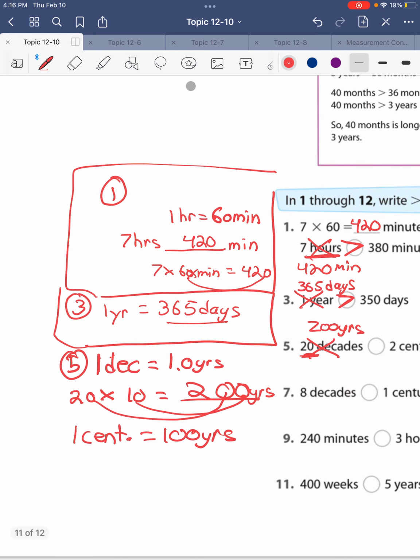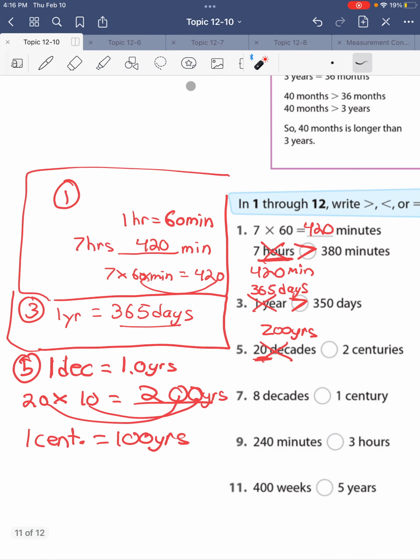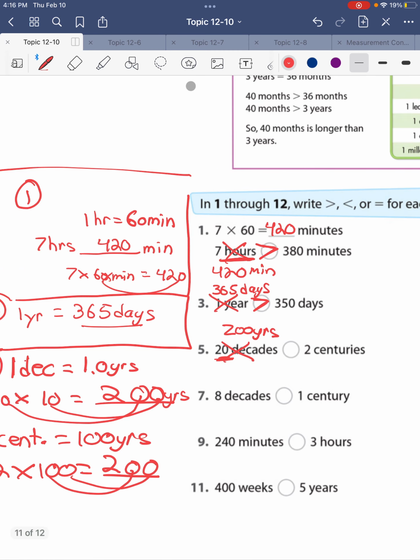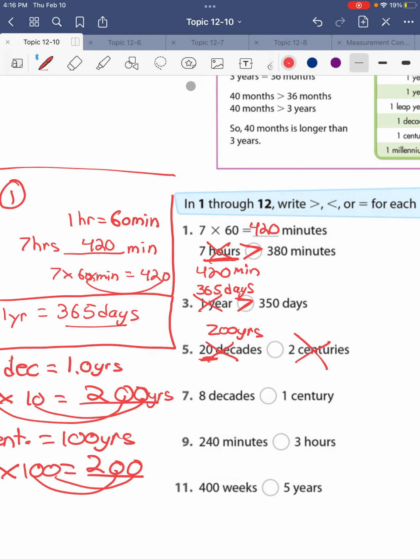Okay. So now if you look, I don't even have to do anything. Wait, never mind. I keep looking at 7. Okay. So now I go to 5. I have 2 centuries, okay? So I'm going to do 2, because 1 century is 100. I'm looking for 2. So I'm going to do 2 times 100. Move your zeros. 2 times 1 is 2. So that means that 2 centuries actually equals 200 years, okay? Now I have to compare them. Well, they're equal, okay?